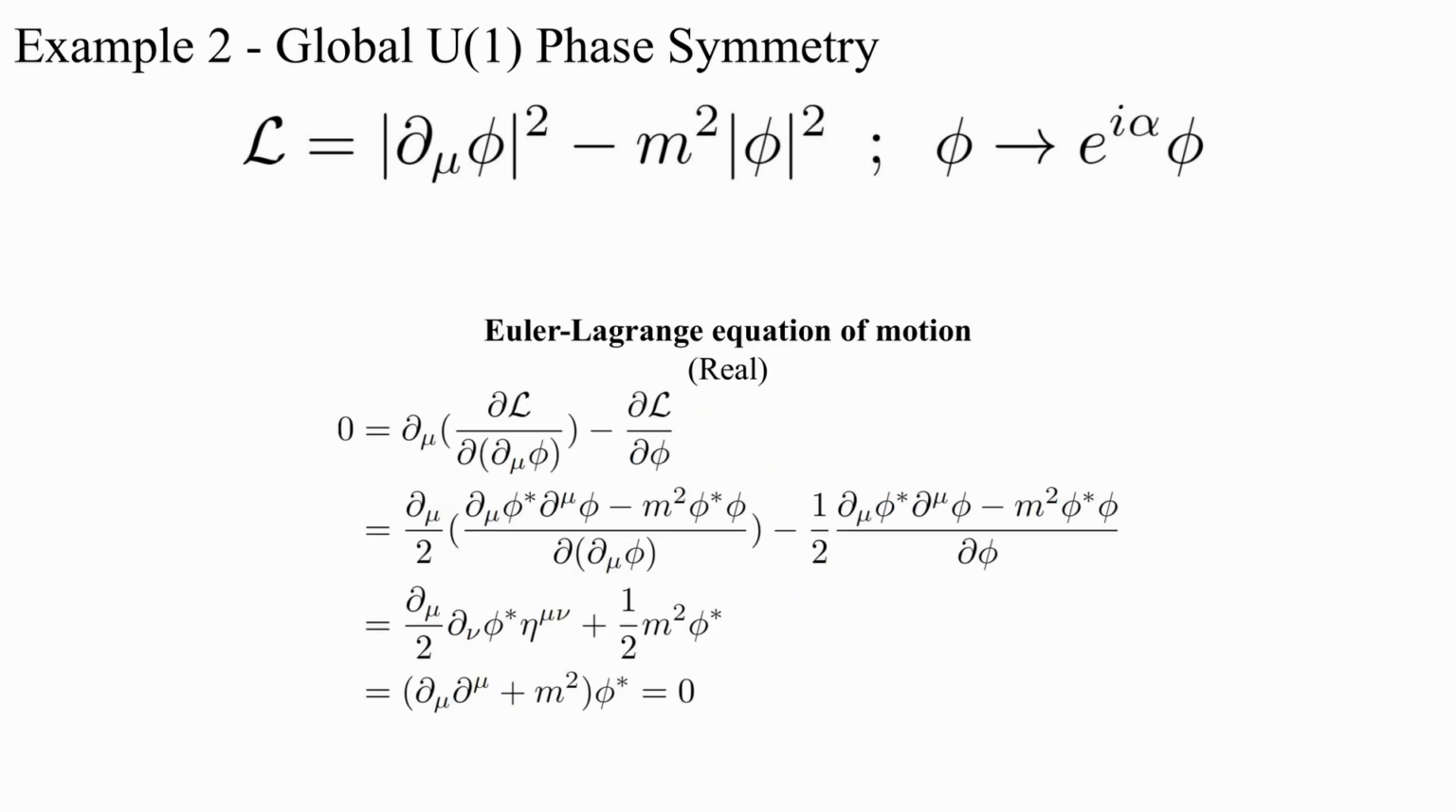Next, we use the Euler-Lagrange equation to find the equations of motion, but note that we split this into a real and complex part for the real and complex part of the field. So finding the real part of the equation of motion first, we expand the magnitude squared terms in the Lagrangian, again to be multiplied by their complex conjugates, and take derivatives.